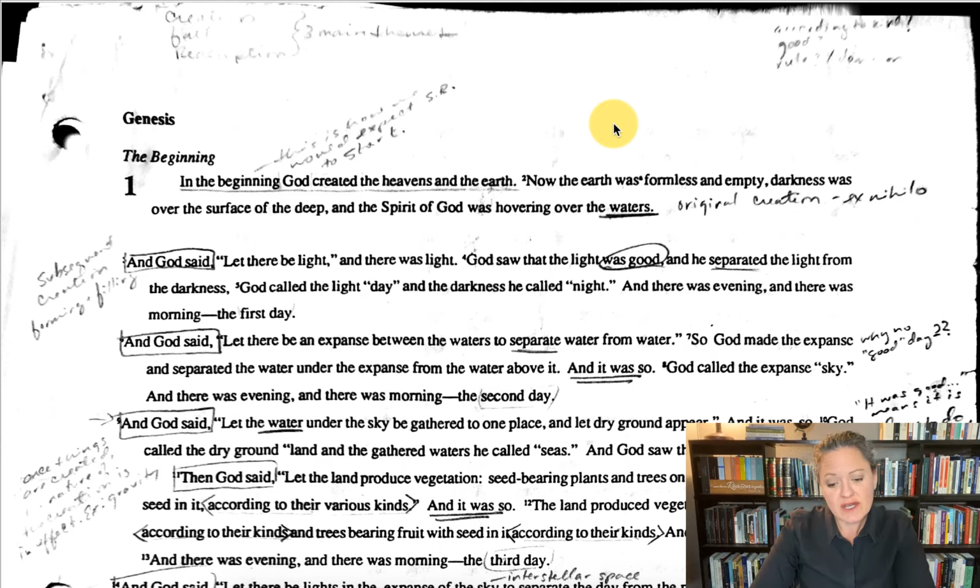So I have devised some markings in my notes for things that are repeated. So you can see I've blocked some things out here. When I see "and God said" is repeated, I circle things. It was good, and it was so.